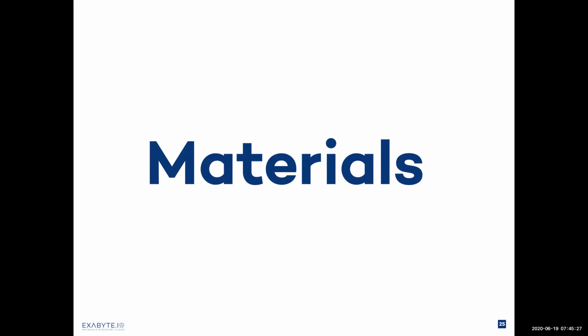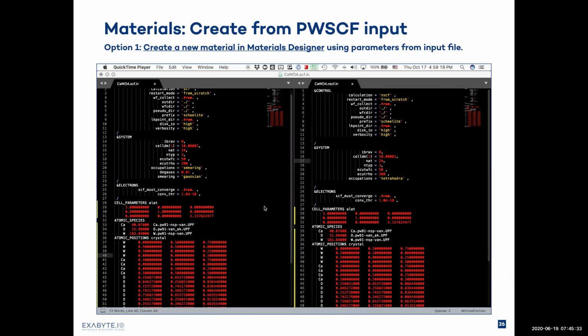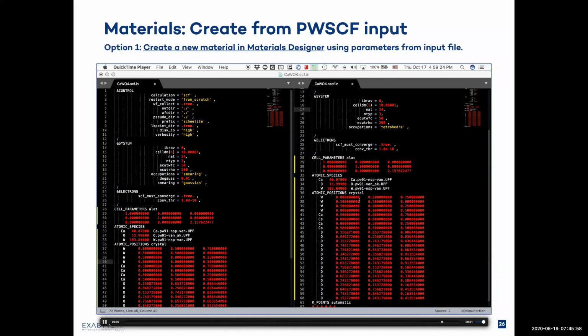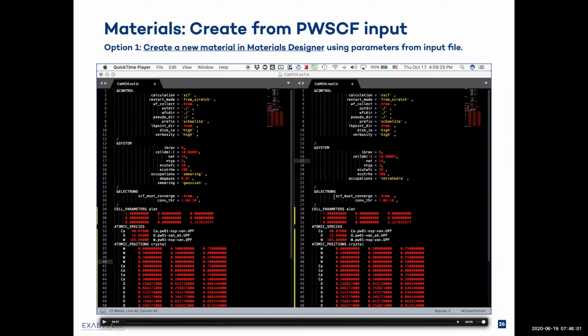And let's speak about materials and how we can create materials based on the input data for Quantum Espresso. So here I have a representative Quantum Espresso workflow where I first run a self-consistent field calculation, and then I follow it with a non-self-consistent field calculation, so 2 input files. And I will explain right now how to migrate the material information for these 2 input files to the Exabyte platform, how to create the materials and workflow entities corresponding to these 2 input files.